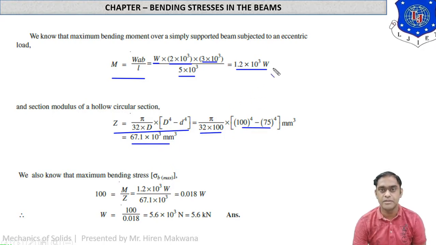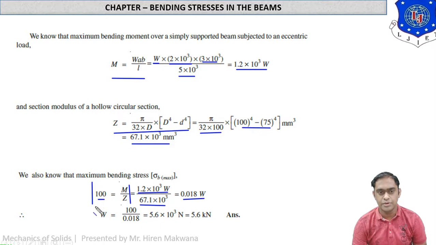Bending moment is available in terms of W. Section modulus is available as a value of 67.1 into 10 raised to 3. So now, as per our standard equation, sigma is equal to M by Z. This is the equation of bending stress. So sigma is already given in the data, 100. M is equal to 1.2 into 10 raised to 3 W, which we have calculated in terms of W. And Z will be 67.1 into 10 raised to 3. So the answer is 0.018 W.